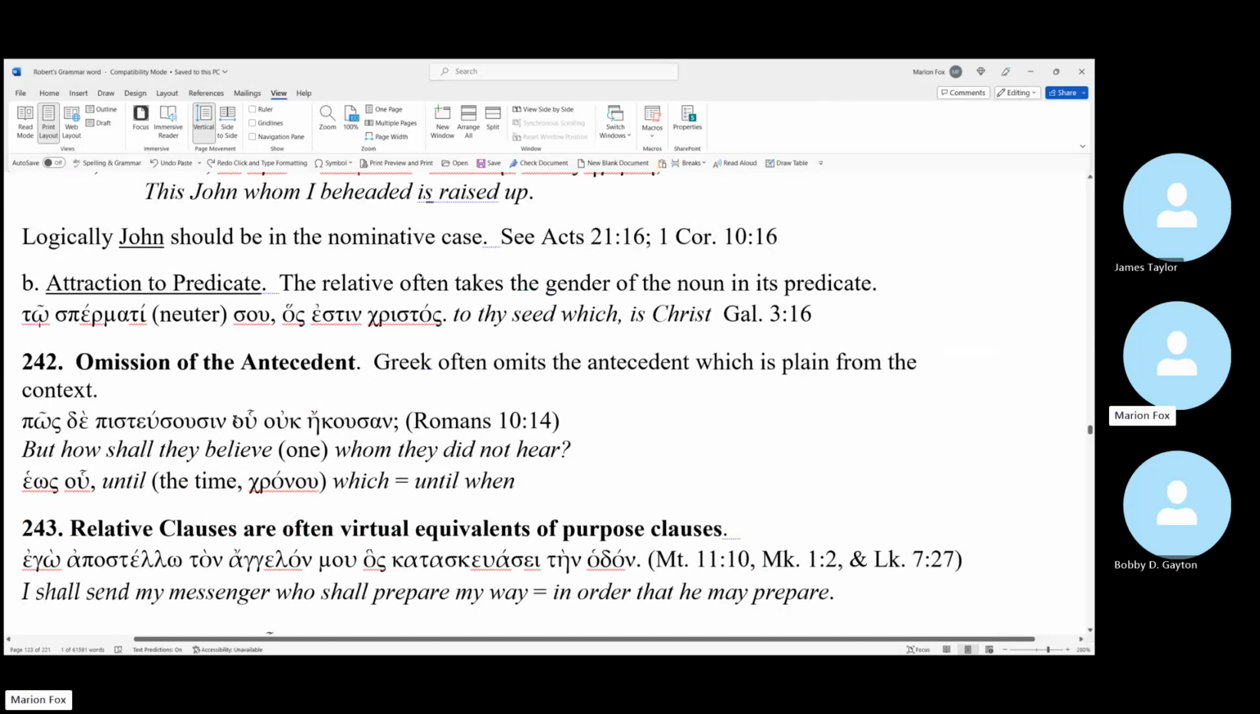This "whom," to whom does it refer? It doesn't refer to "they that are believing." It's someone else. So it's "whom they did not hear." It's the person they did not hear. So it's an elliptical antecedent. So you might just call this ellipsis. That's what it would be called.